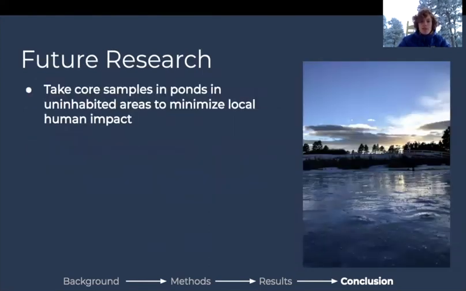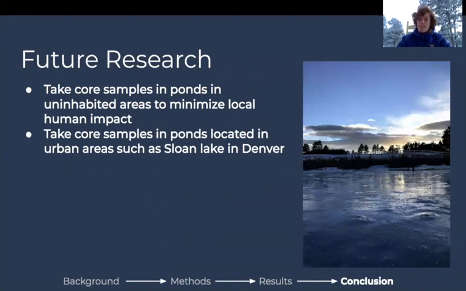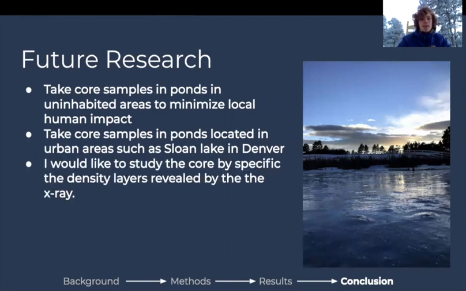Some future research I'd like to do is, first off, take core samples from a place where there aren't as many houses as Black Forest. Then I'd like to do the exact opposite, which is test a place where there are way more houses than Black Forest, like in Denver or Sloan Lake. Then I'd like to analyze specifically the density layers from the X-ray, because I was expecting to see layers when I got my core, but I didn't see any. So I wanted to analyze this specific to the X-ray itself.